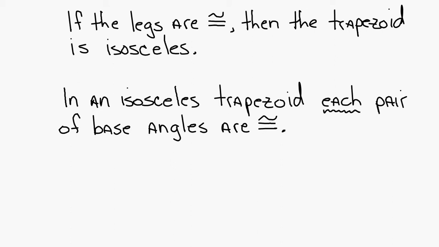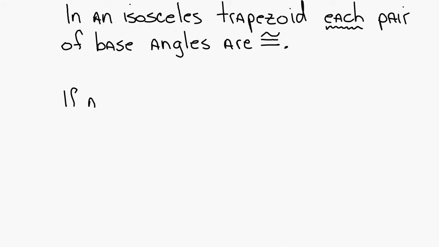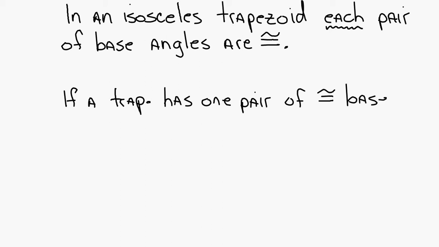If a trapezoid has one pair of congruent base angles, then the trapezoid is isosceles. So then it is isosceles.